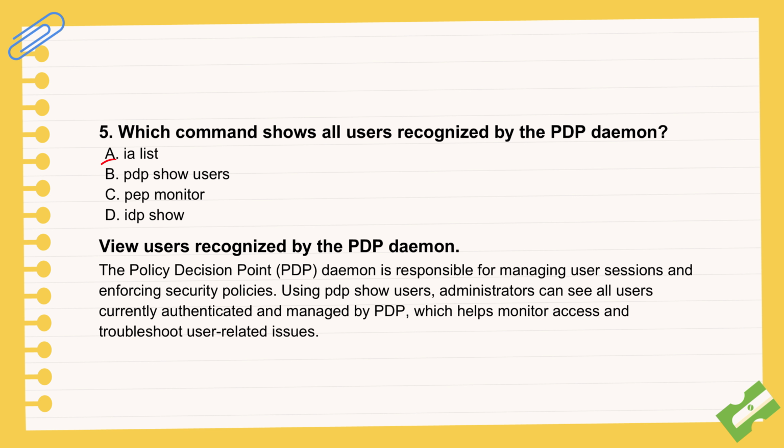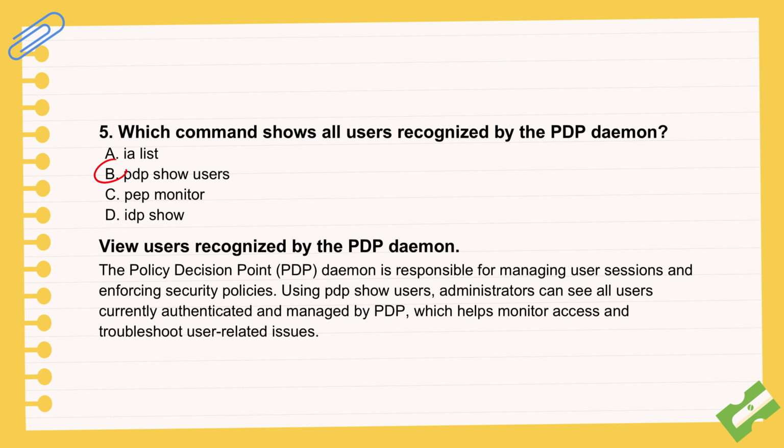Right, the PDP, that's the policy decision point daemon. It's a really core piece. It's basically the enforcer. It looks at your security policy. It decides who gets to go where. The gatekeepers, essentially.